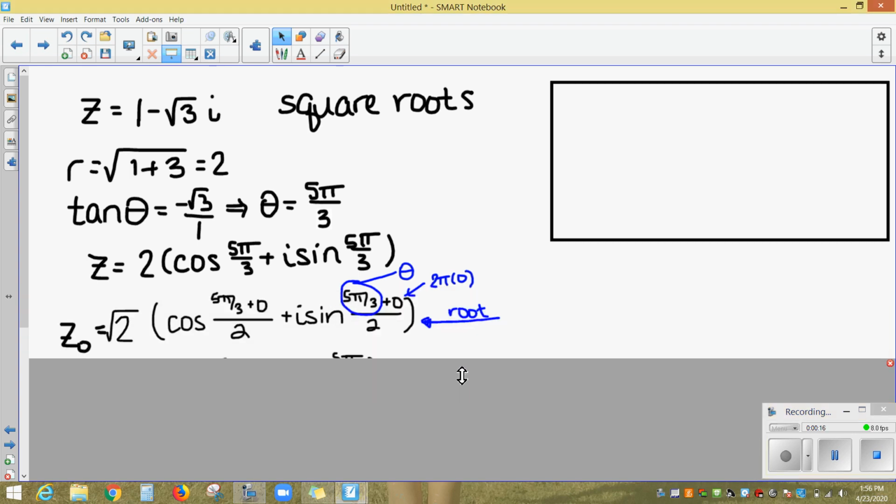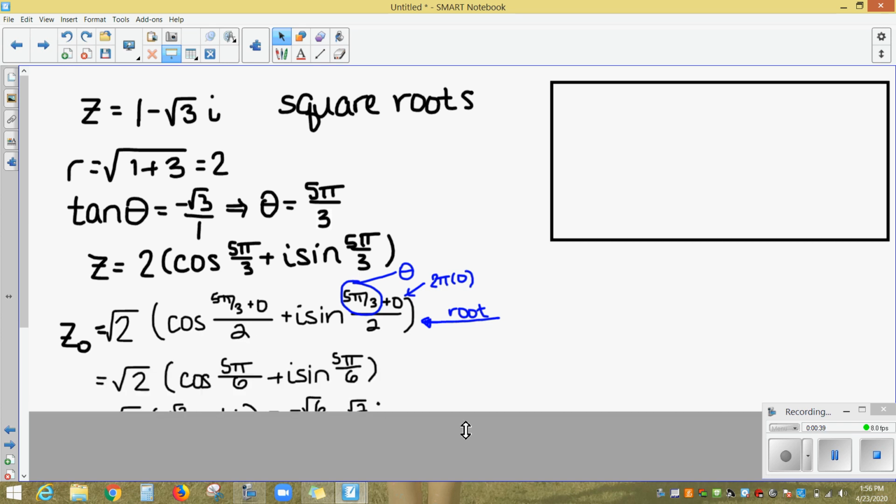When we are here, I said, why is there a 3 on the bottom instead of a 2? If I want the square root, the denominator here is a 2. I was being sloppy and I put this whole 5 pi over 3 and then I added 0. Okay, here's my original theta. Theta plus 2 pi k, so plus 0, all divided by 2.